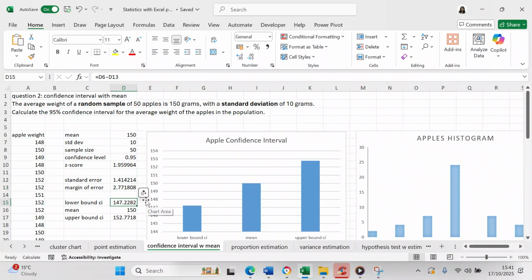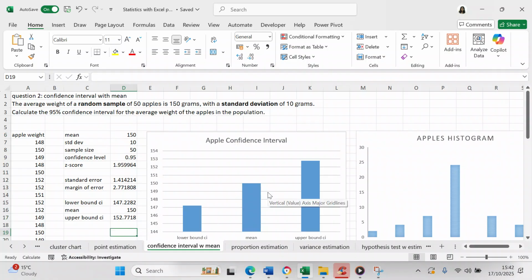The lower bound of your confidence interval is D6, that's your mean, minus D13, which is your margin of error. So it's 147.2282. Your mean is 150, which is D6. And then your upper bound is your mean plus D13, which is your margin of error. So we come over here with our mean of 150, which is the average of A7 to A56.